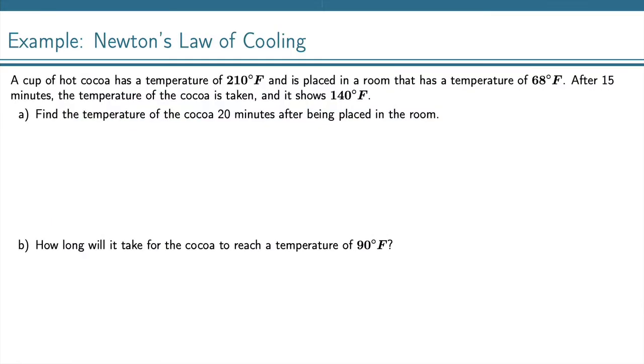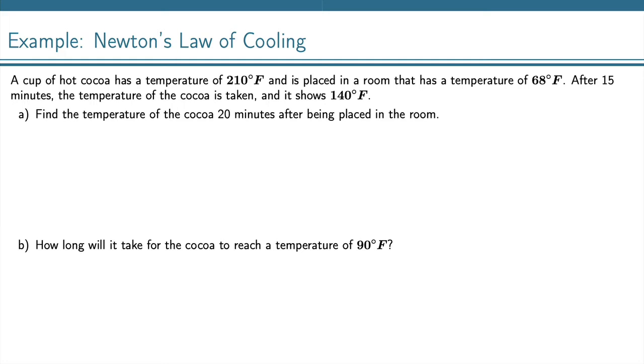A cup of hot cocoa has a temperature of 210 degrees Fahrenheit and is placed in a room that has a temperature of 68 degrees Fahrenheit. After 15 minutes, the temperature of the cocoa is taken and it shows 140 degrees Fahrenheit. Find the temperature of the cocoa 20 minutes after being placed in the room.